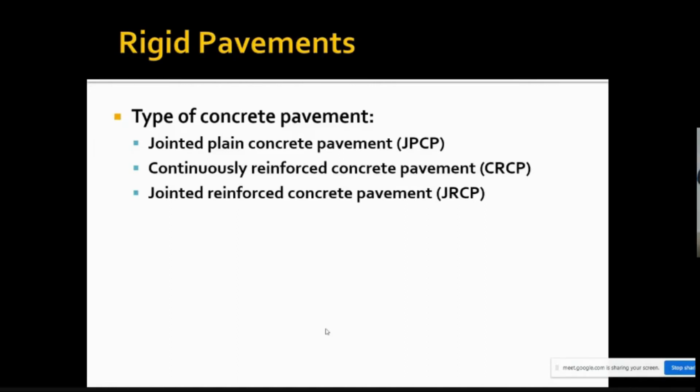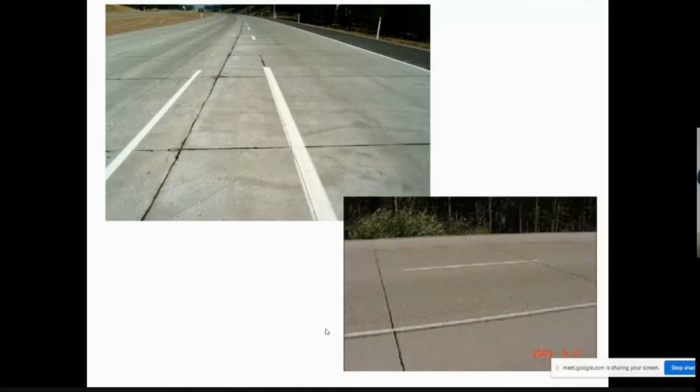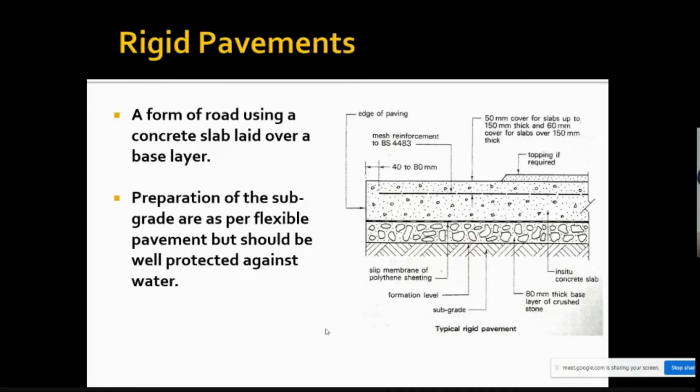Okay, so they can have reinforced concrete pavement, they can have plain concrete pavement, or jointed reinforced concrete pavement, or hybrid. So you can see that when there is concrete, they will have lines, because they mix the concrete and pour it, because concrete, you know, you have to pour it like that and it hardens, then you have to take care of the hot joint and also the cold joint. You have learned that last semester in the concrete topic, you should have. A form of road using a concrete slab laid over a base layer.